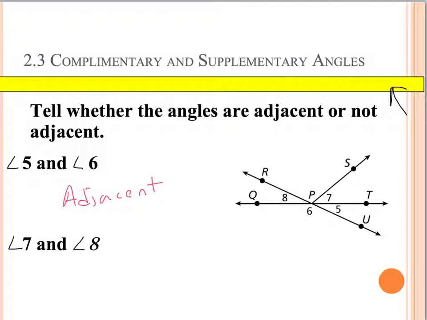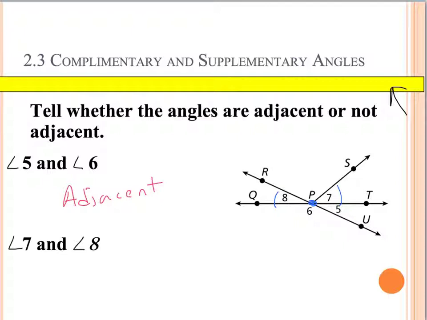Erase that. Let's look at another one. Angle 7 and angle 8. Here's 8. Here is 7. So the very first thing I'm going to ask is, do they have a common vertex? Absolutely. They have that common vertex of point P, or vertex P.